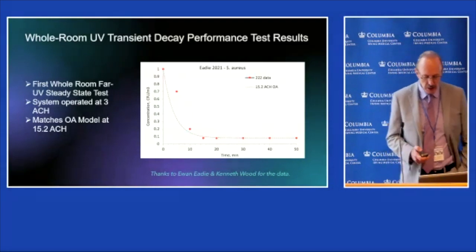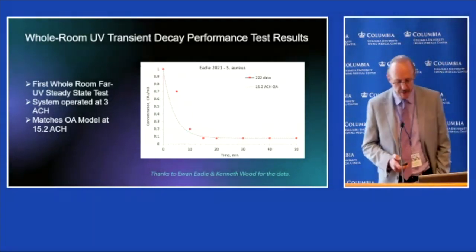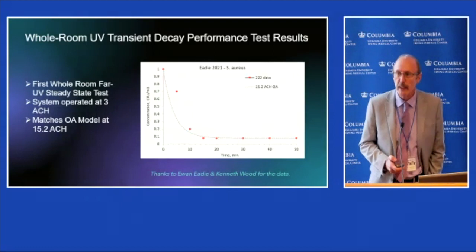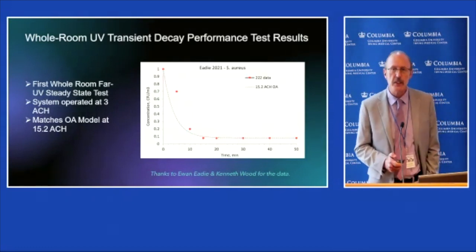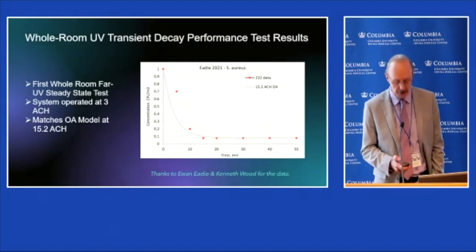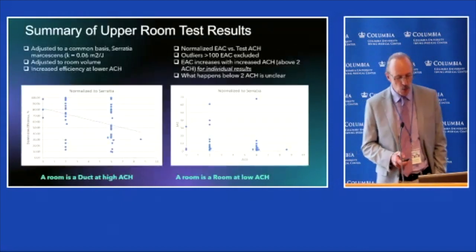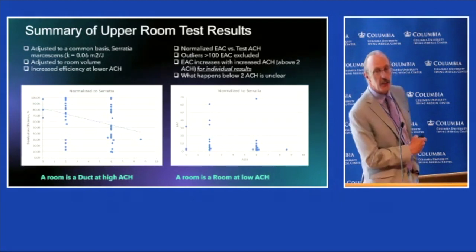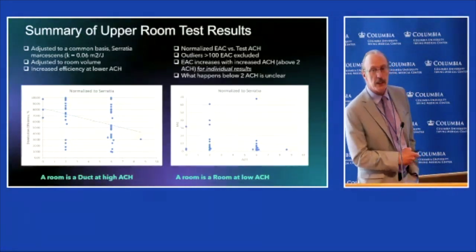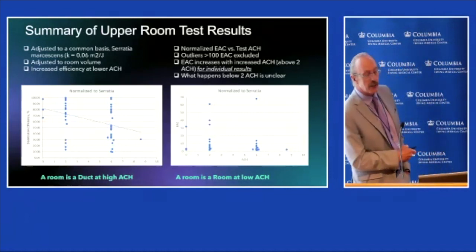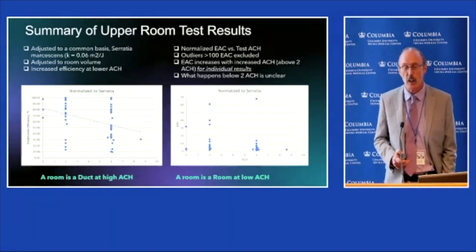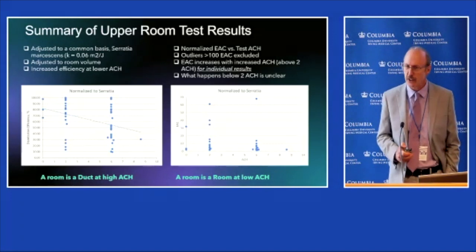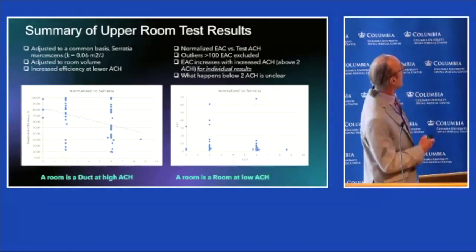Here's Dr. Eadie's data. We looked at this and we found it performed at a value of 15.2 EAC. This is actually remarkable because of all the corroborated data sets that we have, this Far-UV system outperformed them all at 15 ACH. We have summarized all of the upper room data and plotted it on curves, and we can see that the disinfection efficiency drops with increasing ACH. As the ACH increases, the room begins to act more like a duct. And the model, however, the performance is still higher than what we would predict with a duct. There's something else going on here, and it's happening at low airflows.